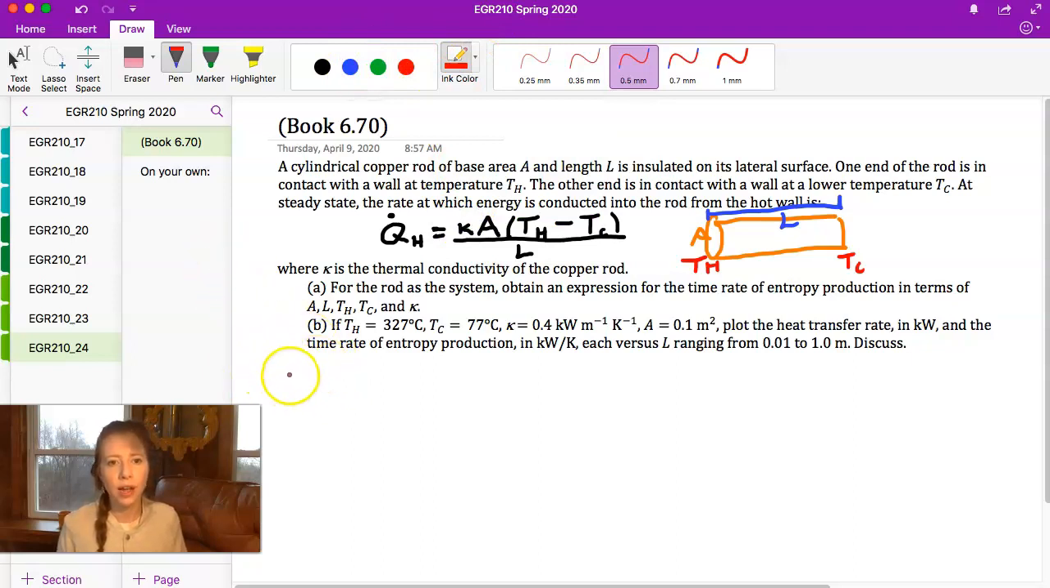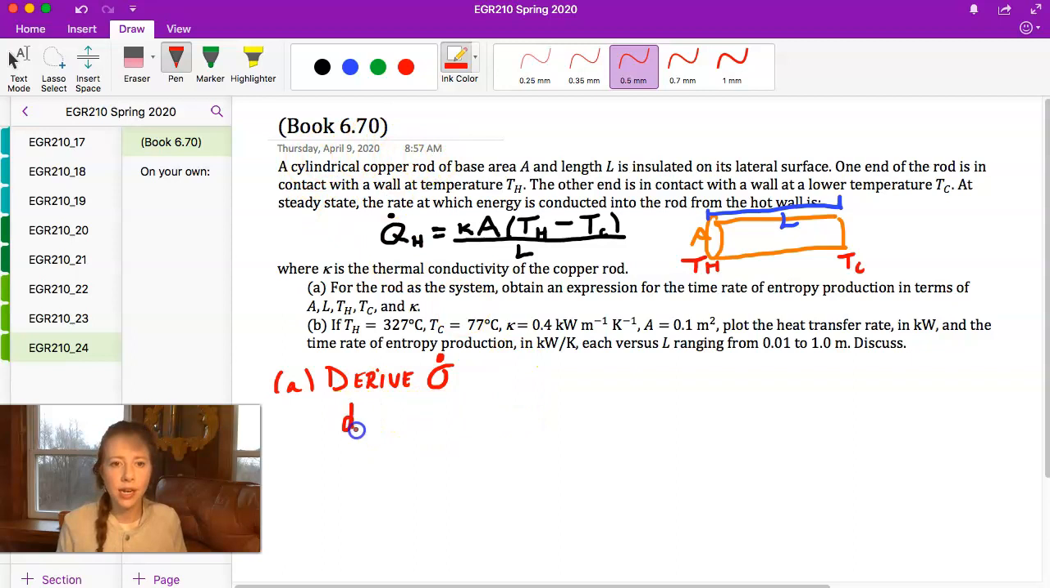Now, we need to derive the rate of entropy production. So entropy production is sigma, and the dot above it, remember, is a rate. So that'll be kilojoules per kilogram Kelvin per second. So we have a rate of transfer there. And everything that we have to use is A, L, TH, TC, and kappa. So let us begin with an entropy balance.